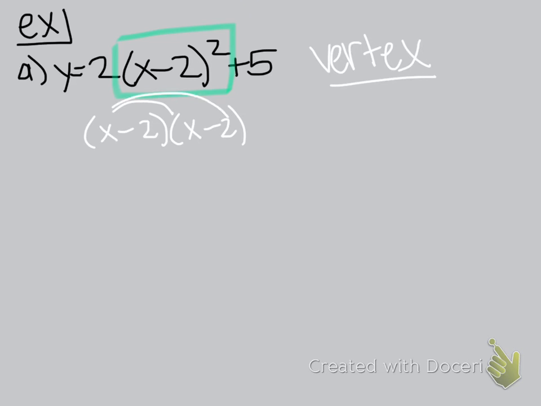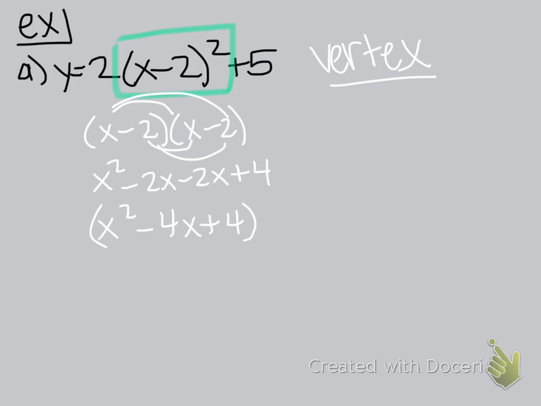So I'm going to go ahead and FOIL. If you like the box method, draw the box, put these on the outside. You get x squared minus 2x minus 2x plus 4. And when I combine like terms, I get x squared minus 4x plus 4. And now I'm going to go back to the original problem, and there was a 2 out front, and there's a plus 5 on the end.